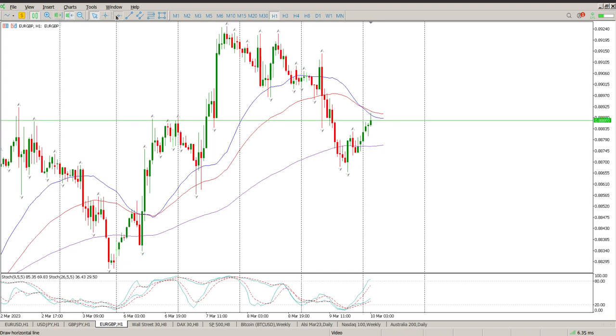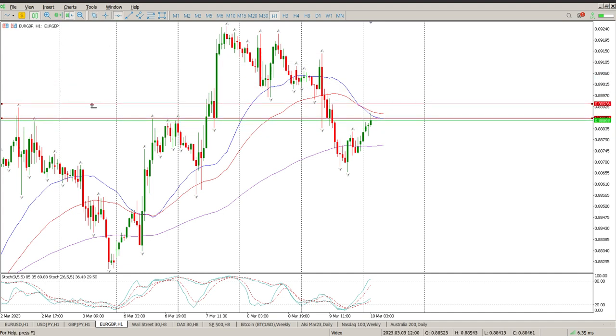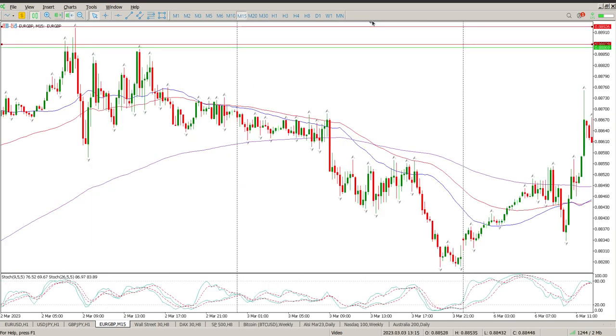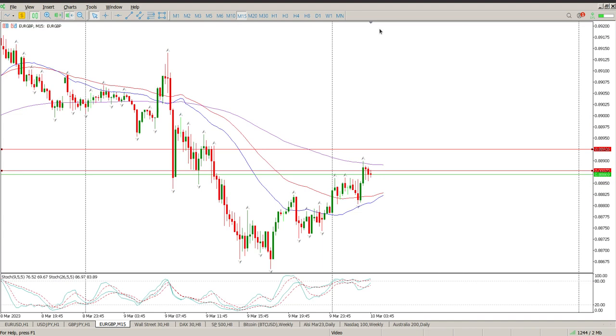So what I would do is this. Watch this area here on the 15 minutes. Let's get there. And unfortunately, this pair is a 15-minute trade setup. So watch this area here where we are.